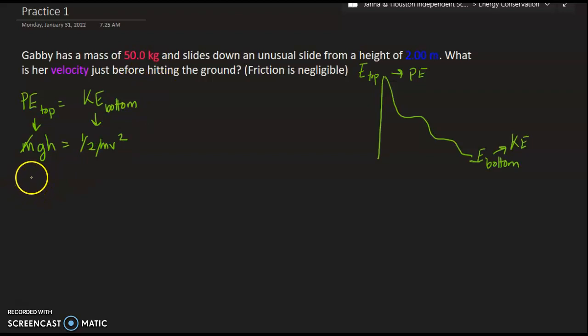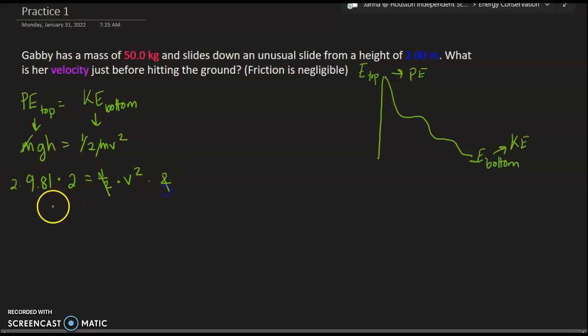g is 9.81 meters per second squared, that's the acceleration of gravity, times a height of 2 meters is equal to 1/2 times v squared. We're looking for a velocity, so I'm going to multiply both sides of the equation by 2. This cancels the 1/2. So 2 times 9.81 times 2, that's 4 times 9.81, is equal to v squared.